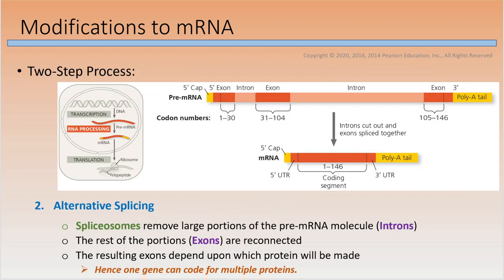The second thing that's going to be modified on the mRNA molecule is that some pieces of that molecule are actually going to be removed. Okay. This may sound weird because you just made an entire mRNA molecule. Why would you now remove pieces of it? And the reason for that is a gene, one gene, can actually code for many proteins.